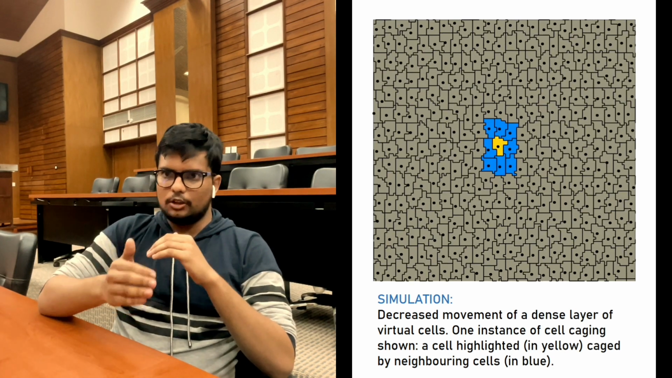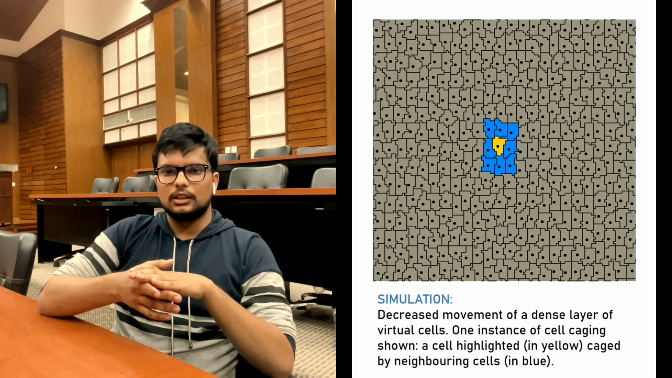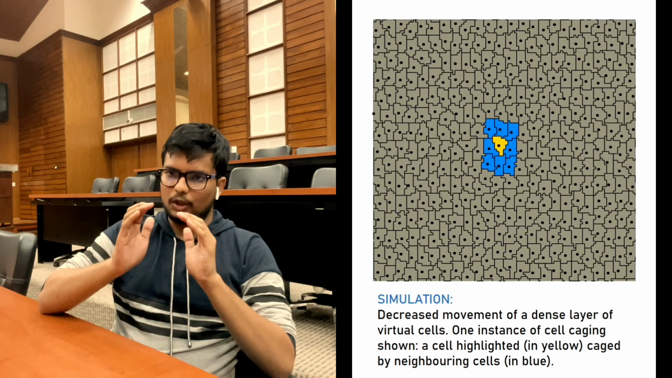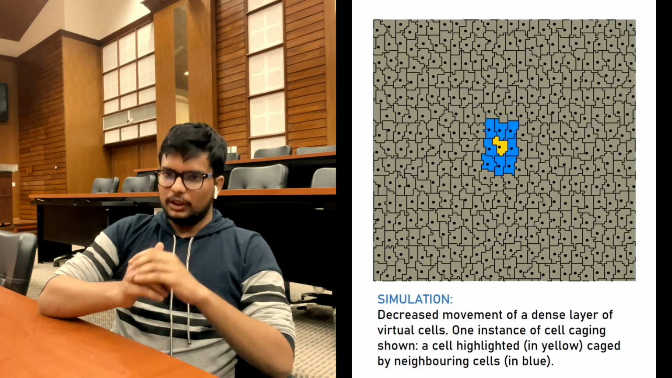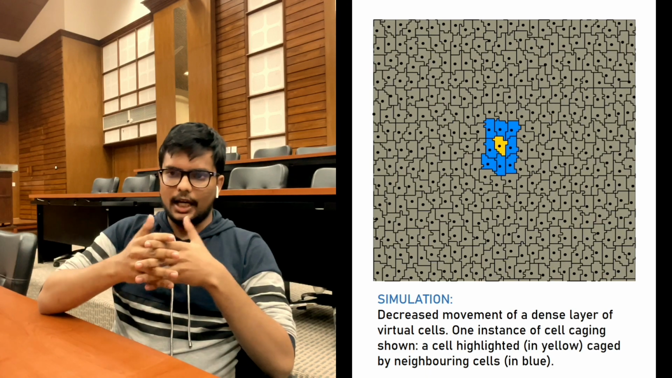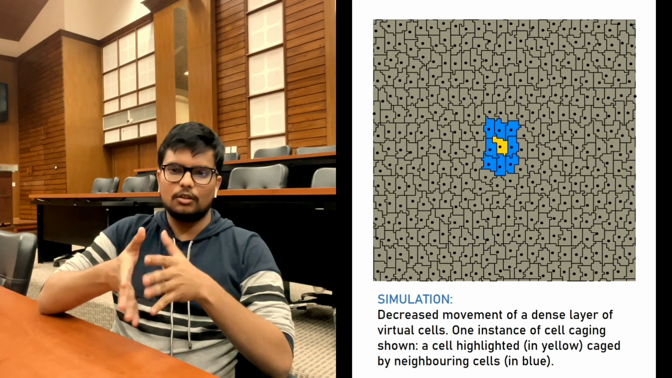Over time, I observed something interesting in the simulation. A group of cells restricted the movement of one cell by forming a cage around it. Molecules in glass are similarly caged by their neighbors, thus coming to a standstill for a long time.